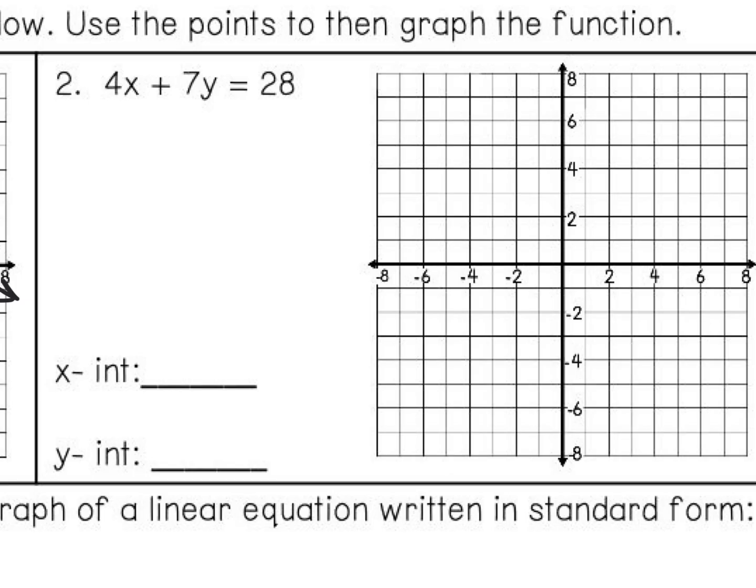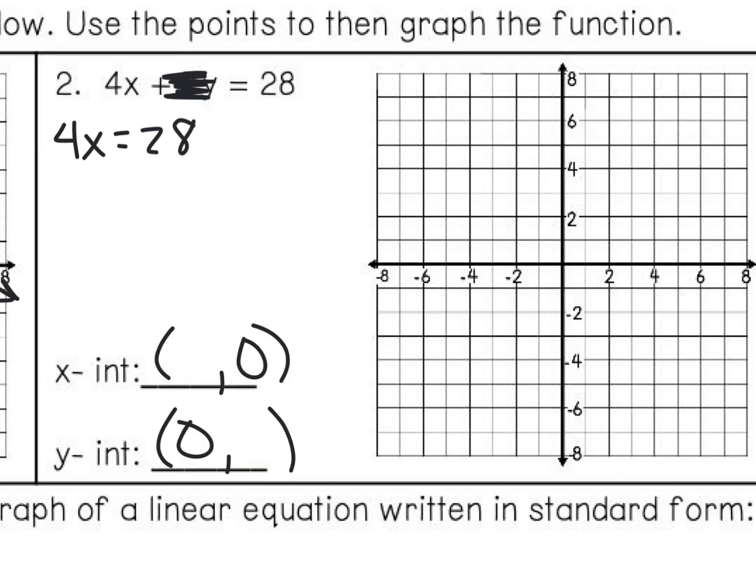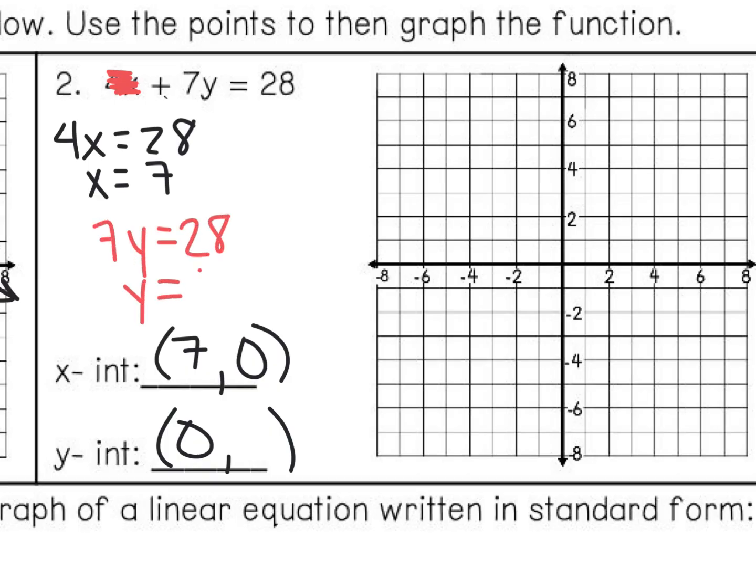So find your x and your y-intercepts. And if it helps you to set up where the zeros are first, you can do that. So for the x-intercept, I'm essentially covering up my y. So I get 4x equals 28. So x equals 7. For my y-intercept, I'm covering up my x. 7y equals 28, y equals 4.